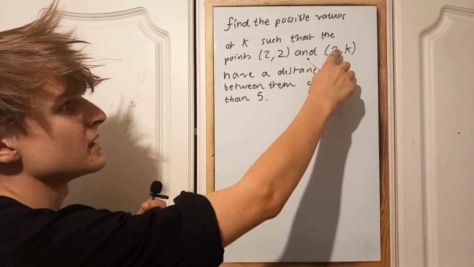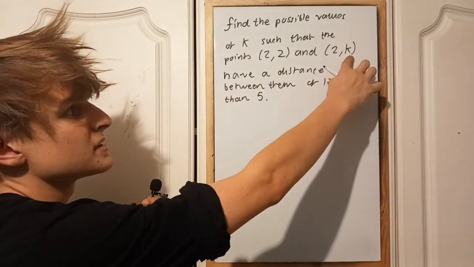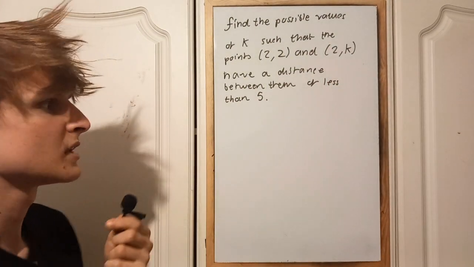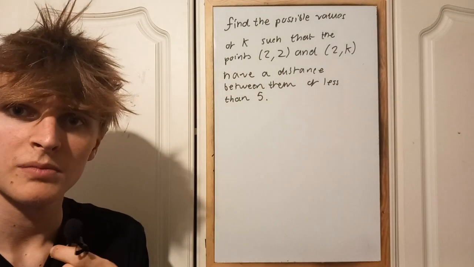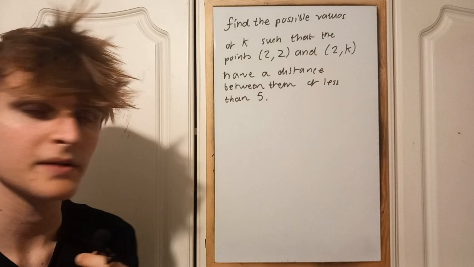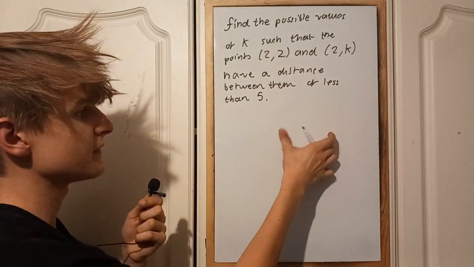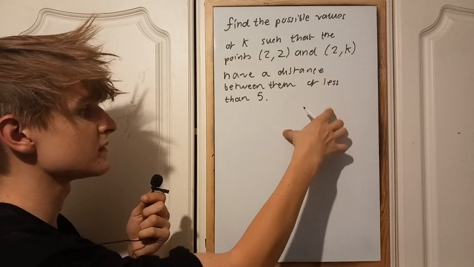So, let's think about what happens if we vary k. Because k is in the y-coordinate of this point, varying k will just move this point up and down. So, what it physically means, the distance between (2, 2) and (2, k), is the distance between our fixed point (2, 2) and a variable point as we vary the value of k.